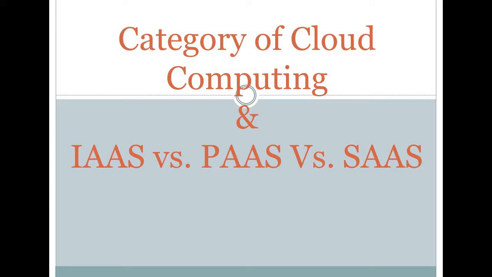That is, what can be provided as a service of the cloud. So it is divided into three categories: IaaS, PaaS and SaaS. IaaS is infrastructure as a service.